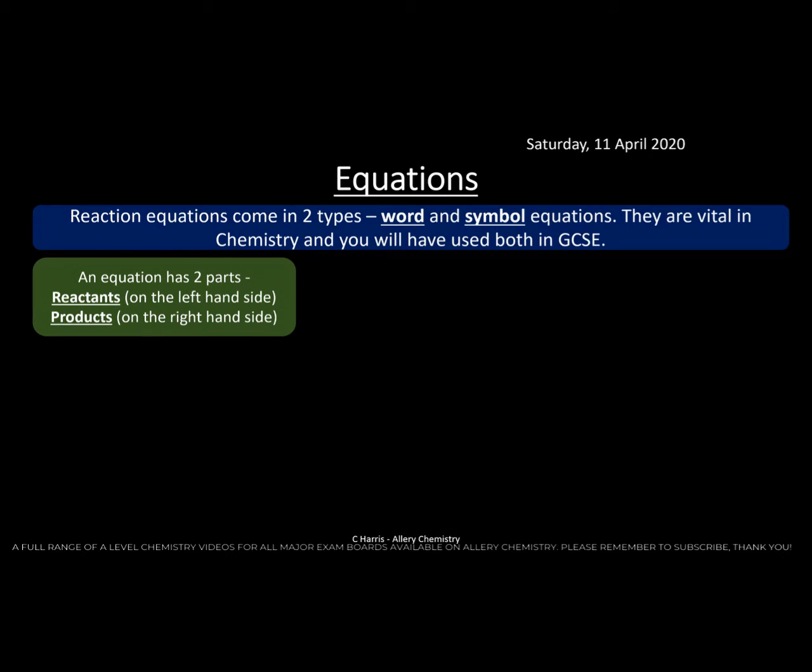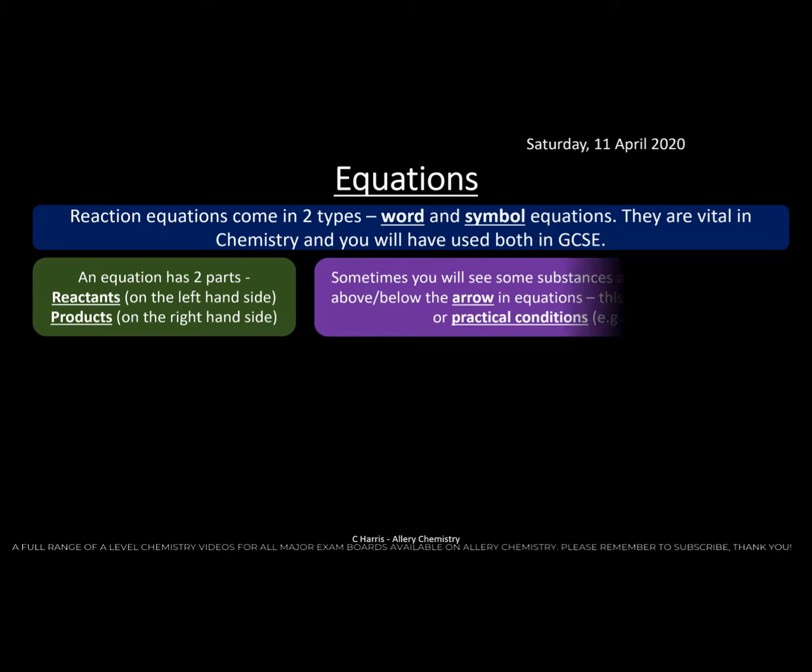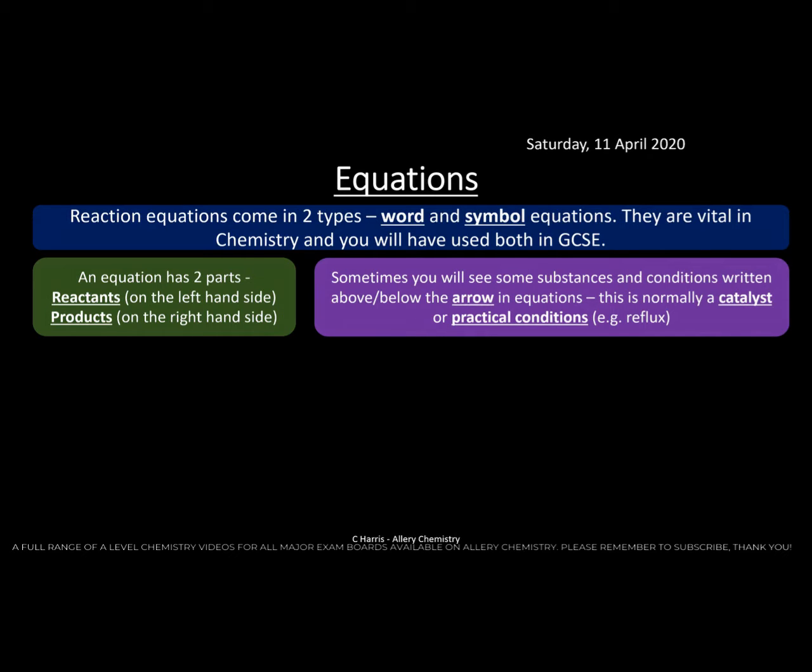So let's look at the constitution of an equation. An equation has two parts. You've got the reactants on the left-hand side, and then you've got products on the right-hand side. Sometimes you'll see some substances in these equations written above or below the arrow. Normally these are catalysts. If you've got a reaction that needs a catalyst to react, because the catalyst doesn't actually get used up within the reaction, we normally find it above the arrow. Or sometimes it might be reaction conditions such as reflux, distillation, or the temperature that we operate this at. You'll see that again quite a lot in A-level.